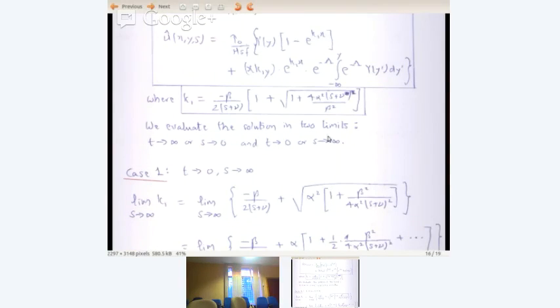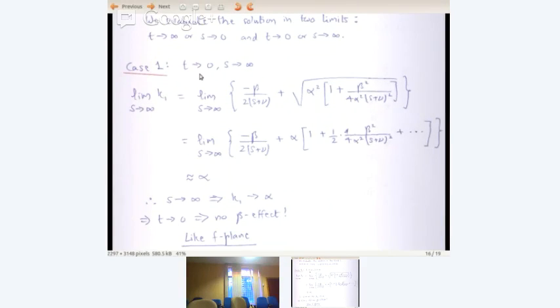We're going to evaluate the solution in two limits. This is a tricky one. It's not something you can look at in general terms. So we look at two limits that are of interest. The first one is t tending to 0, which means s tends to infinity. And the other one will be t tending to infinity, that's s tending to 0.